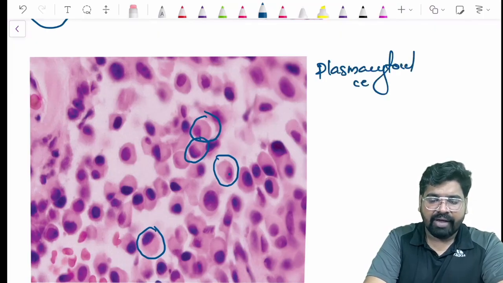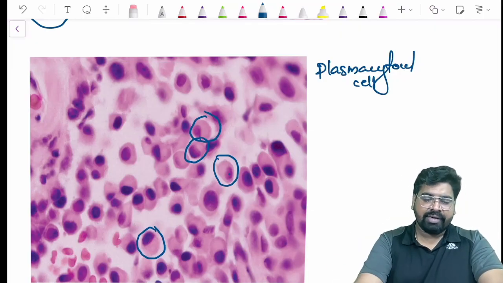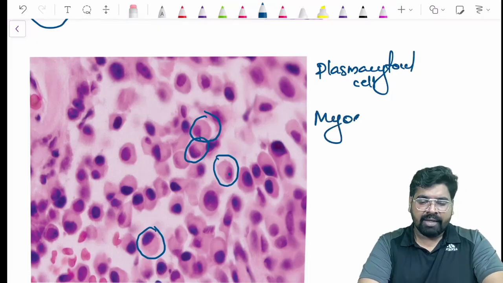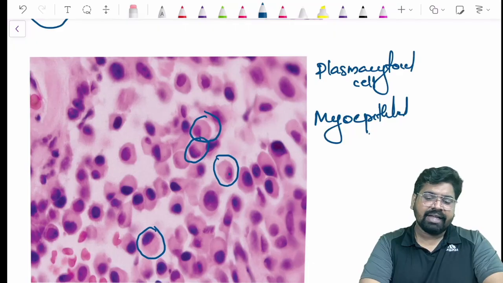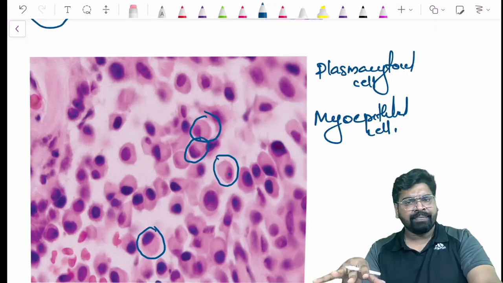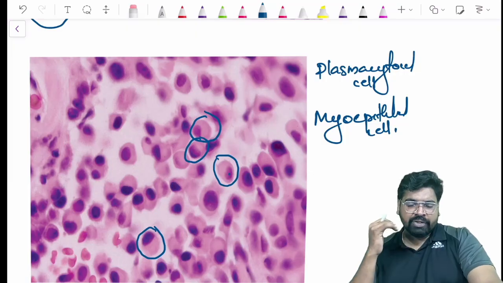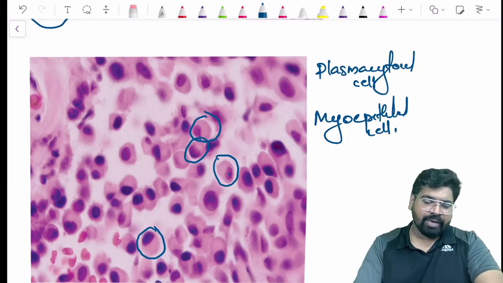Plasmacytoid cell, with that eccentrically placed nucleus. So this is a myoepithelial cell. This is how myoepithelial cells are present, and see how it is freely floating in the stroma. It is not interconnected at all. So this is about your pleomorphic adenoma's histology.